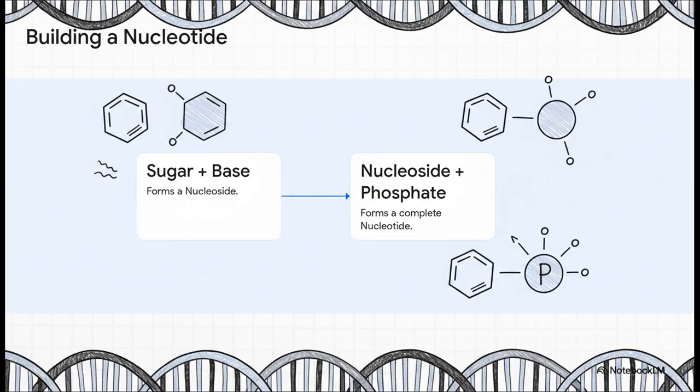It's actually a pretty simple recipe. You start with that sugar, our backbone. You attach one of the bases, A, T, C, or G, and that combination is called a nucleoside. Then you add that final piece, the phosphate group, and bam, you've got a complete nucleotide. And that is the fundamental unit, the single building block for both DNA and RNA.